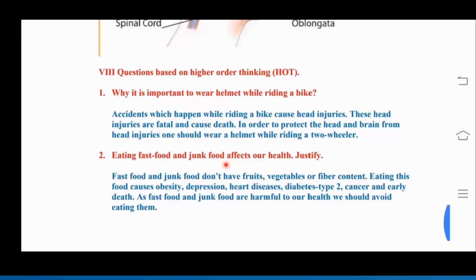Fast food does not contain any healthy food. They do not contain fruits, vegetables, or fiber. This causes some diseases: heart diseases, sugar, that is diabetes, cancer, and early death. We should avoid eating that.